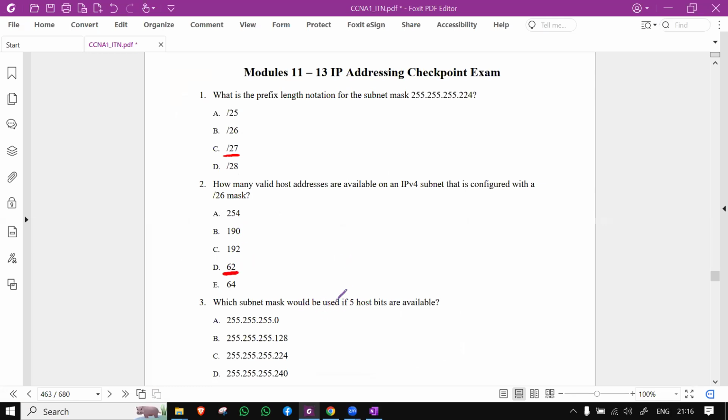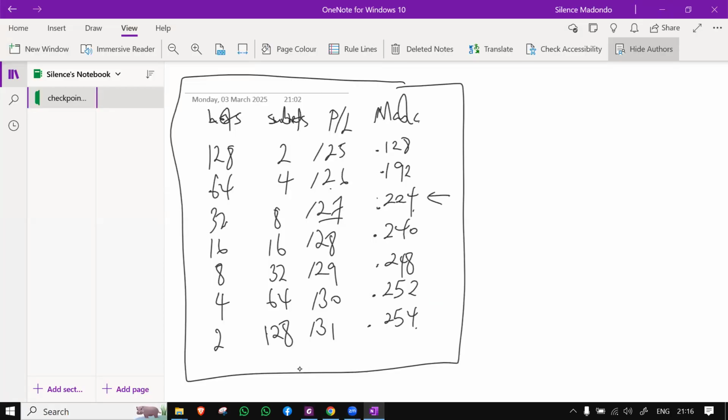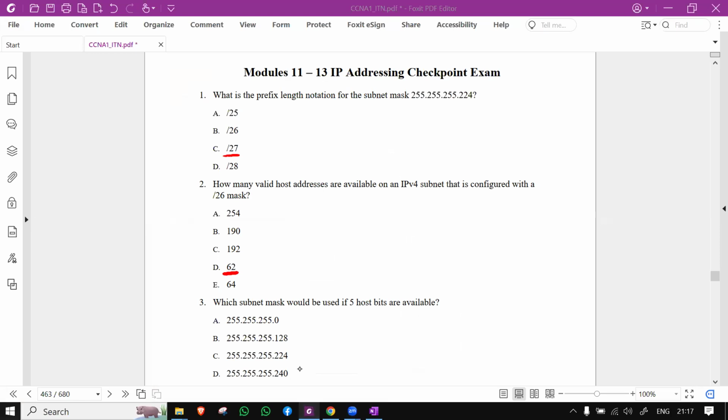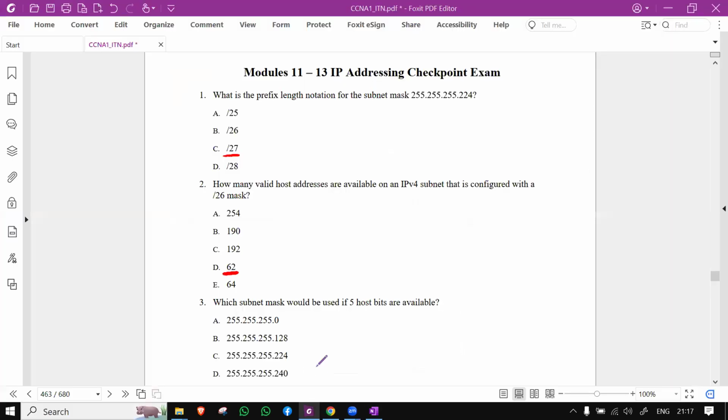62. Easy. Which subnet mask will be used if 5 host bits are available, using a /24? 5 host bits, it means per 8 bits, 1, 2, 3, 4, 5, 6, 7, 8, 5 hosts available, 1, 2, 3, 4, 5, and all 5 are available. The question asks, which subnet mask? So if 5 are available for the host, it means 3 have been borrowed. 1, 2, 3. It means /27 basically. That means 3 host bits have been borrowed to form a network. So the answer is 224, /27. Very easy.